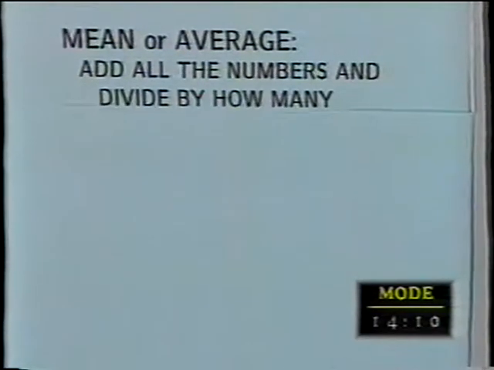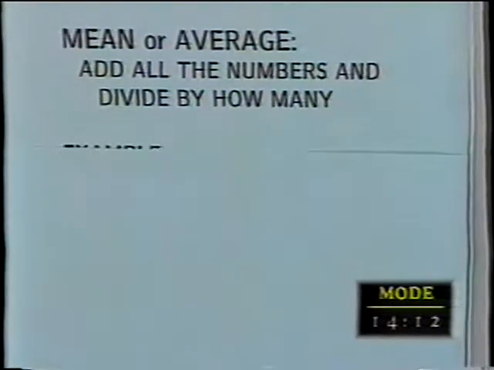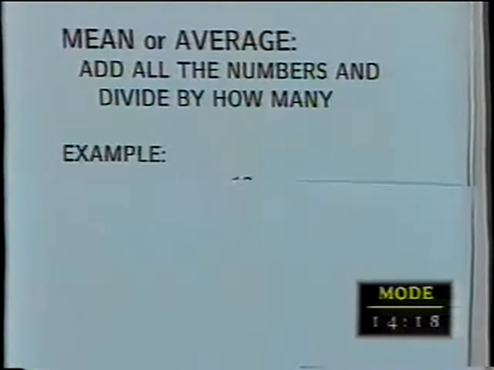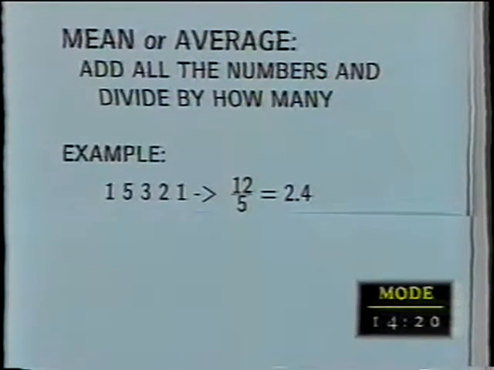You take all the numbers and you divide by how many there are. That gives you the average. Everyone knows that. That's how you average things up. You add up the numbers and divide by how many there were. Gives you the average. Example: 1, 5, 3, 2, 1.